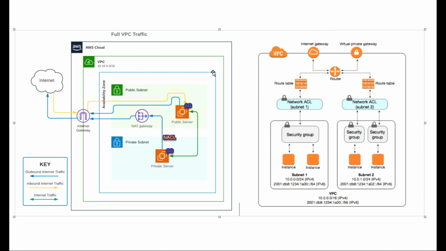What does that mean? That means security groups allow rules only. By default, all traffic is implicitly denied. You cannot deny a certain IP address from establishing a connection.